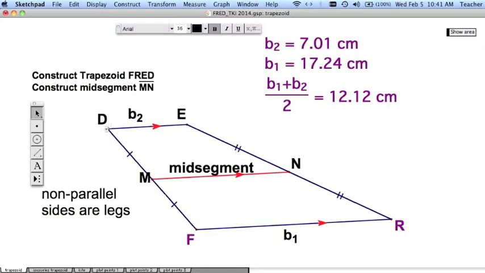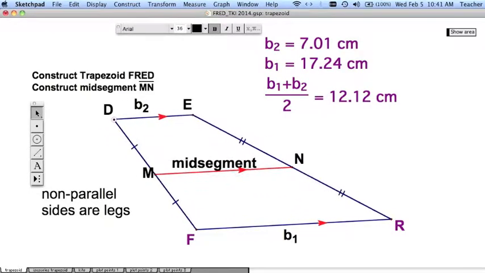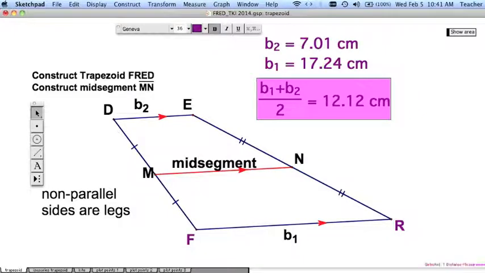Do that one again. Left parenthesis, B1. Click on the measurement of B1, not typing a B. Plus B2, close parenthesis, divide by 2. It should come up looking like this.